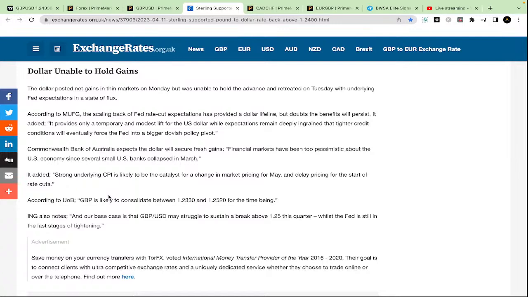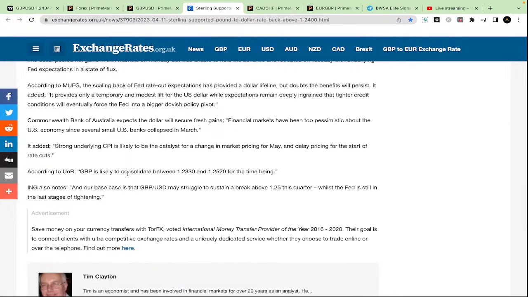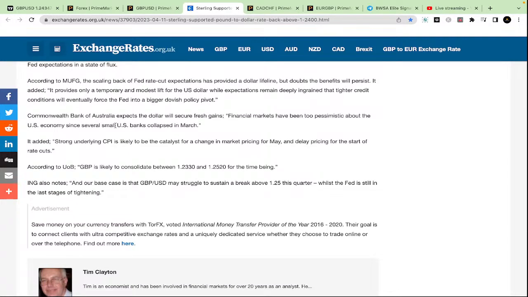Sometimes I have to wait on data, like certain policy, certain reports to come out. Great British Pound report on Thursday. But other than that, to kind of get a gauge, you know what I mean? So it added strong underlying CPI is likely to be a catalyst for a change in market pricing for May and delay pricing for the start of rate cuts.